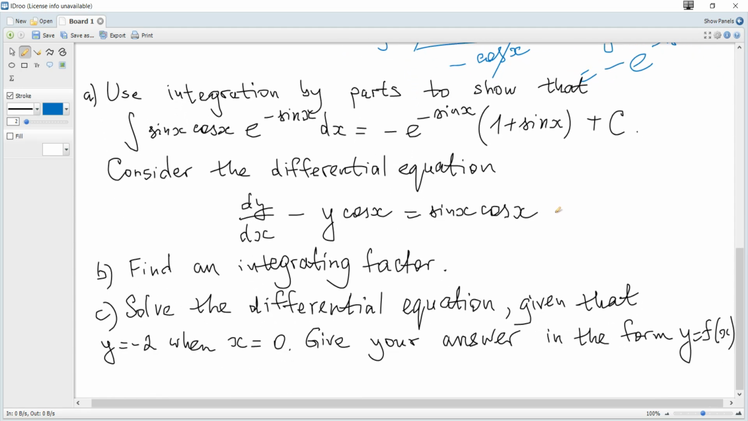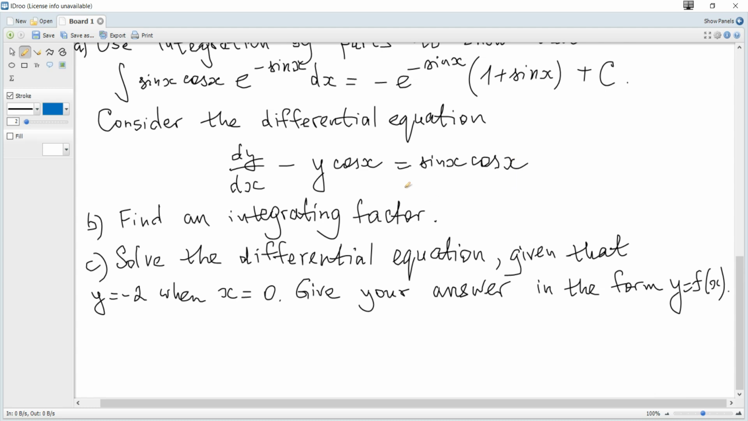Next, consider the following equation: dy over dx minus y times cosine x is sine x times cosine x. Find an integrating factor. So you understand that it's about solving the differential equation by integrating factor.